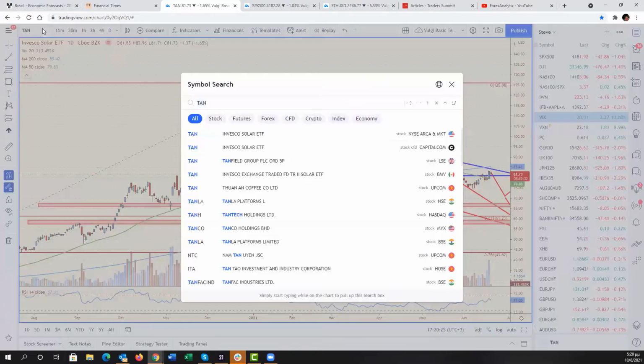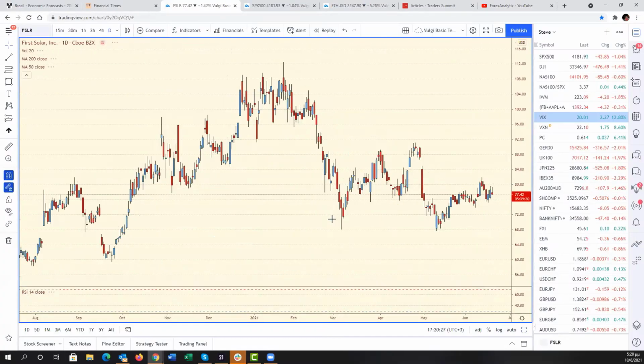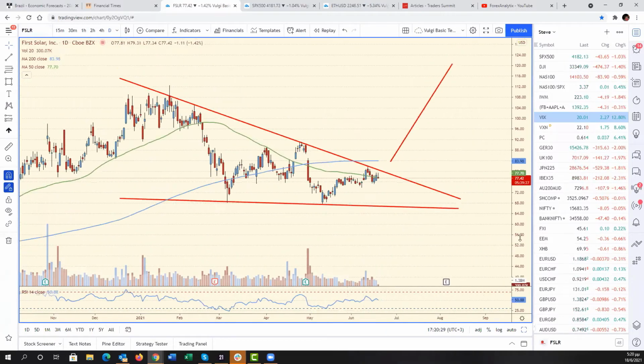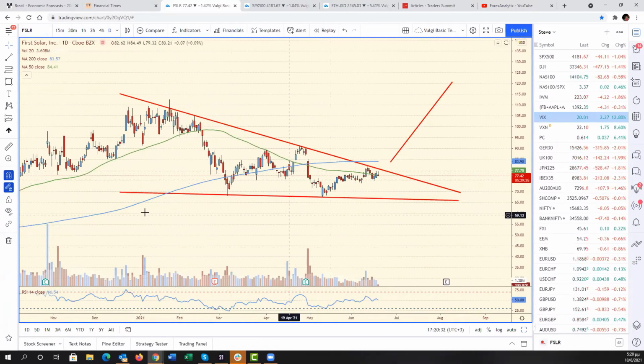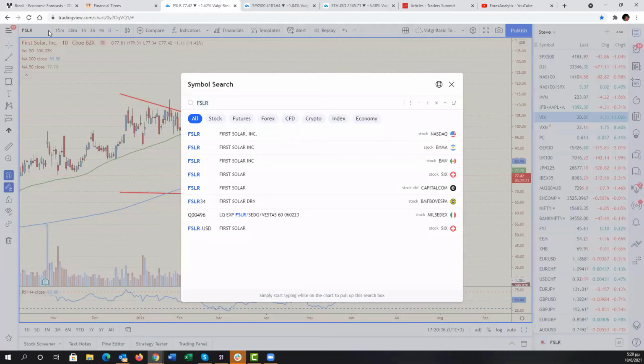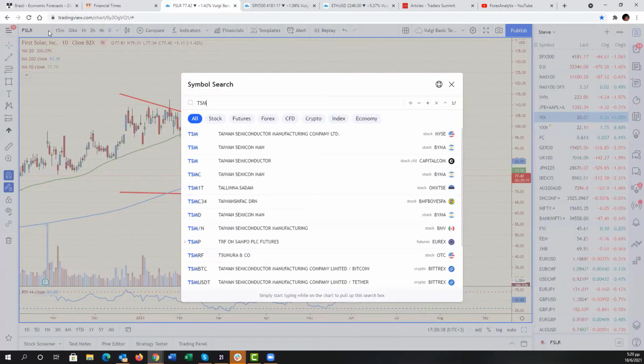FSLR. Still within some kind of a bullish corrective move, right? Hasn't broken out yet, so don't jump the gun. TSM.